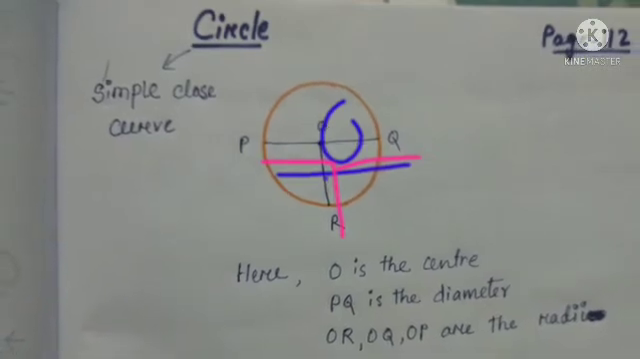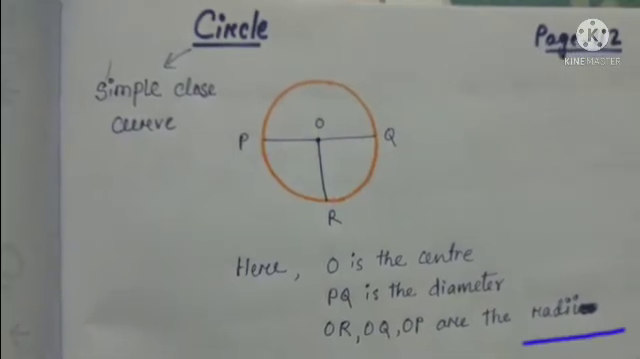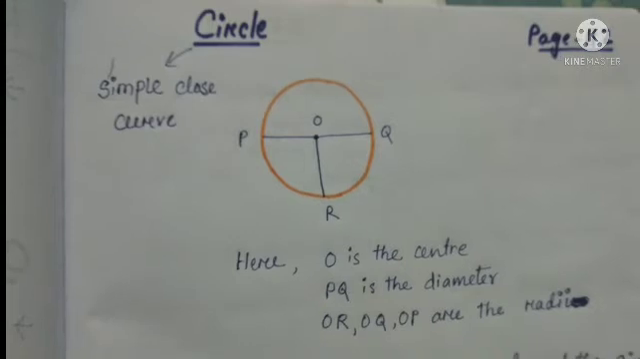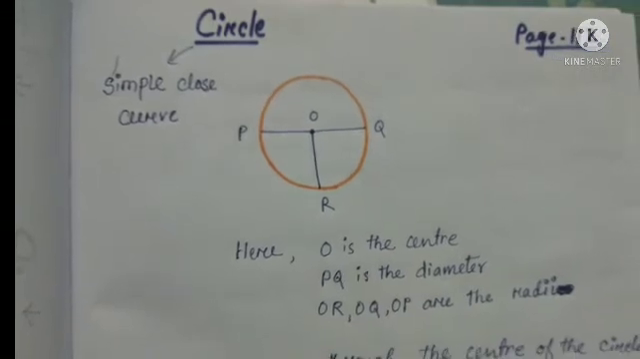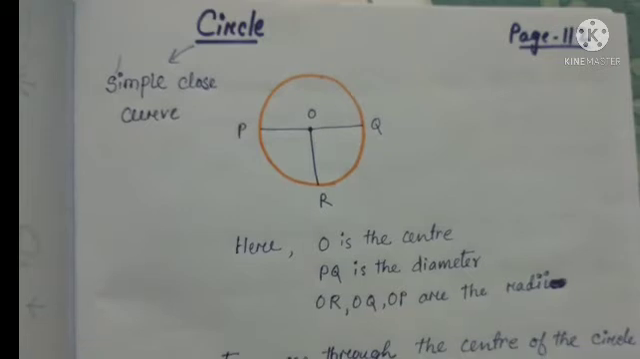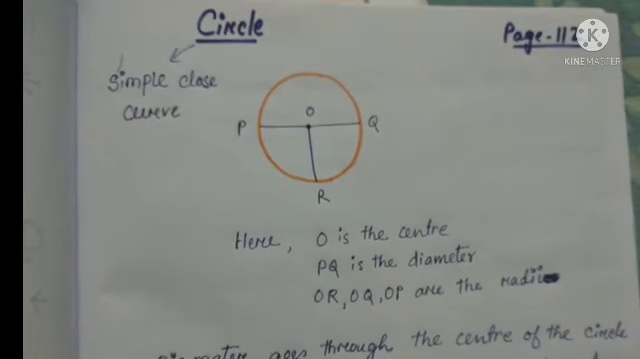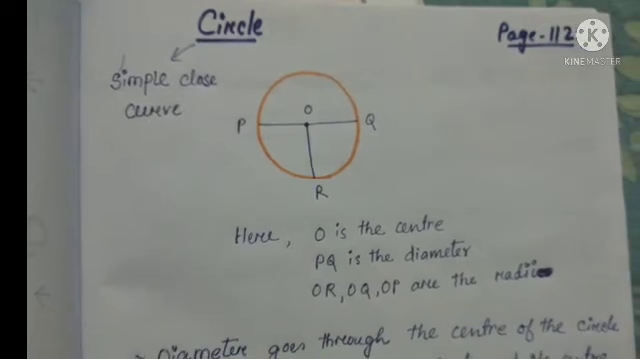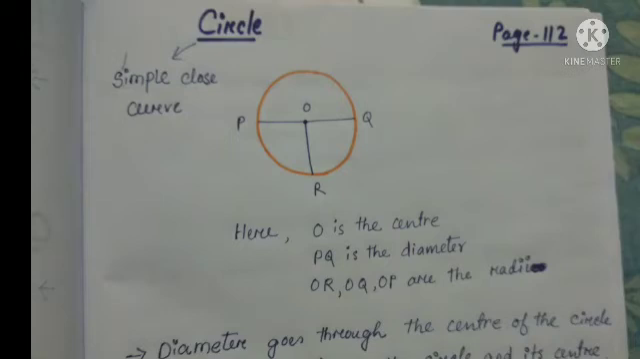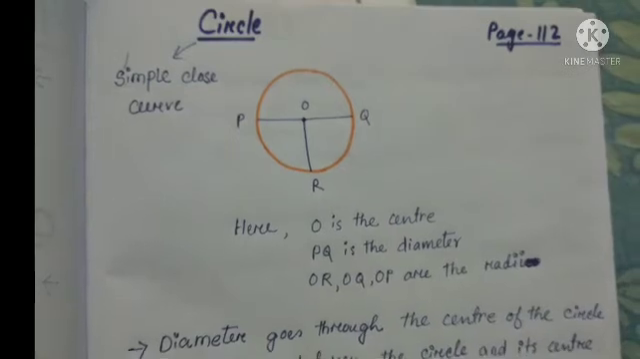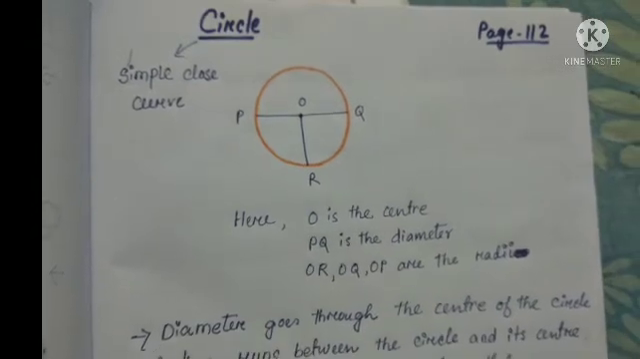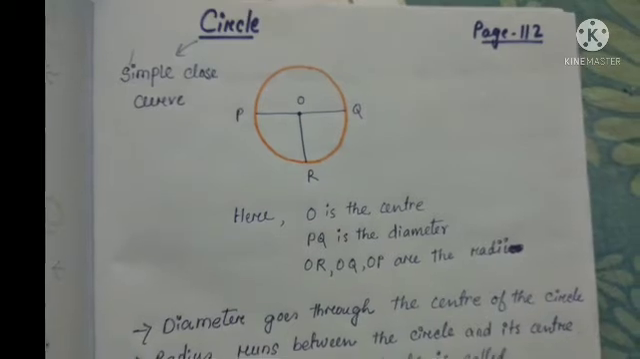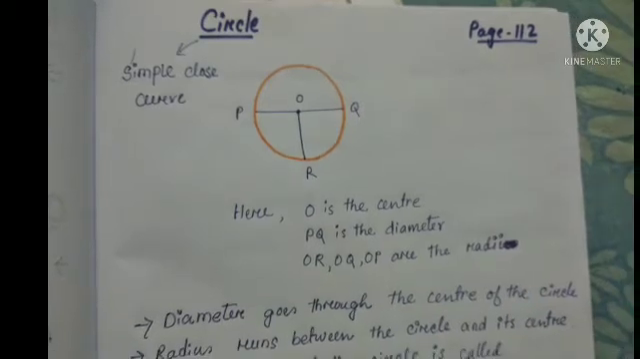Radii is the plural form of radius. If there is only one, we say radius, and if we say the plural form of radius, that is called radii. That one I have written. What is diameter? Diameter goes through the center of the circle. You can see the center is O and PQ goes through the center, so that is called your diameter.